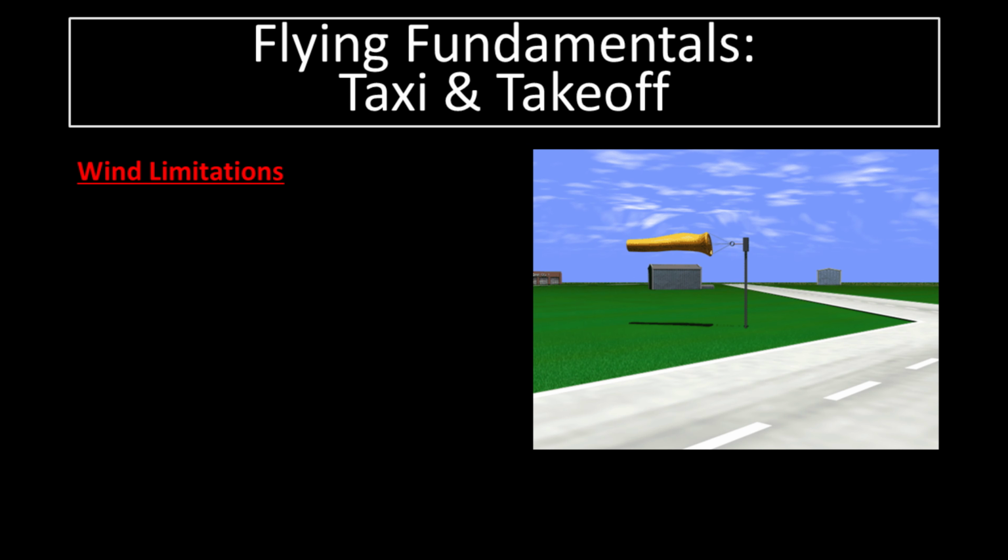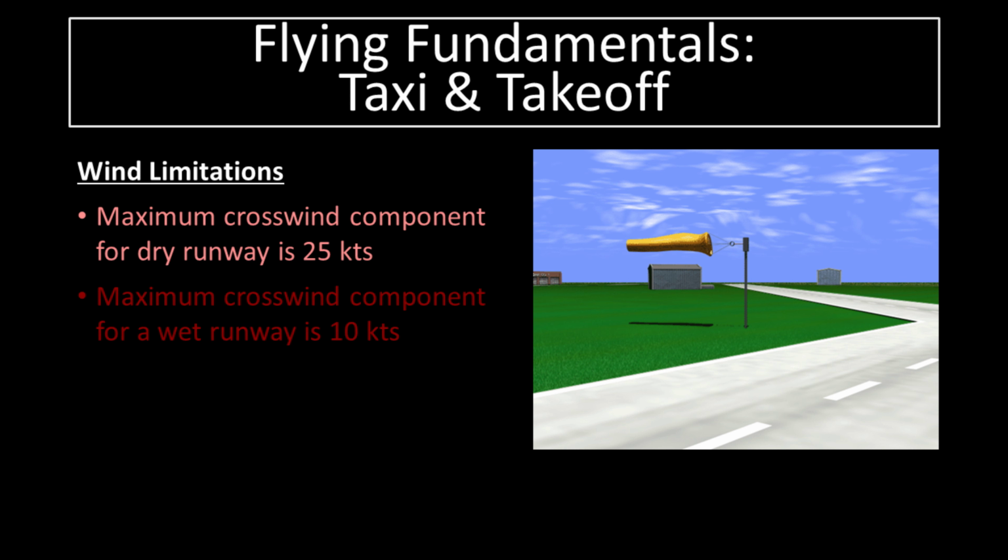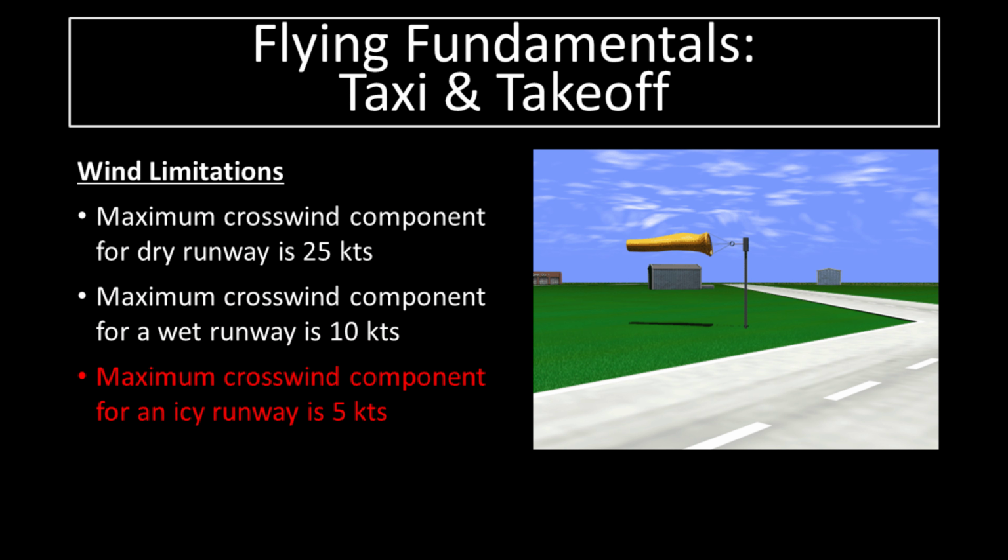It's important to keep in mind the three major wind limitations of the T6. Maximum crosswind component for a dry runway is 25 knots, maximum crosswind component for a wet runway is 10 knots, and maximum crosswind component for an icy runway is 5 knots.